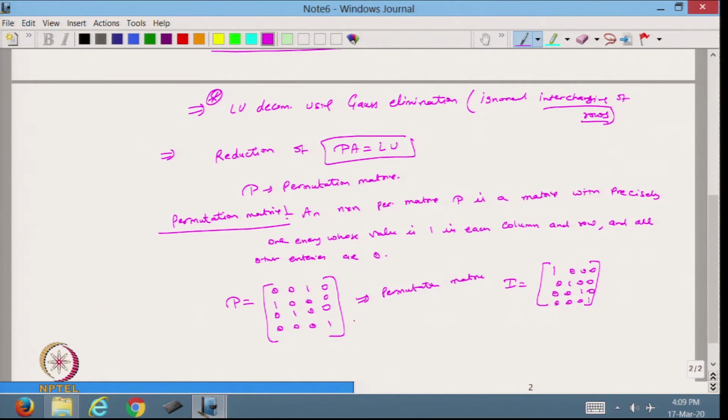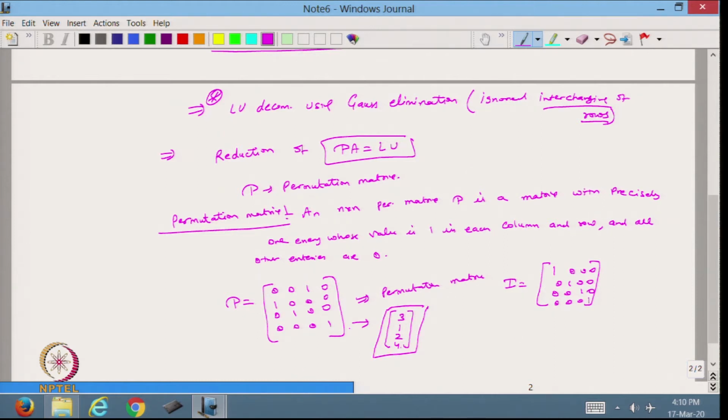So, this is the permutation matrix. I can save it as 3 1 2 4. It means I have interchanged the third row with the first row, then this row with the second row, and the second row with the fourth row. So, the fourth row is at the same place. That is my interchanging of the rows.